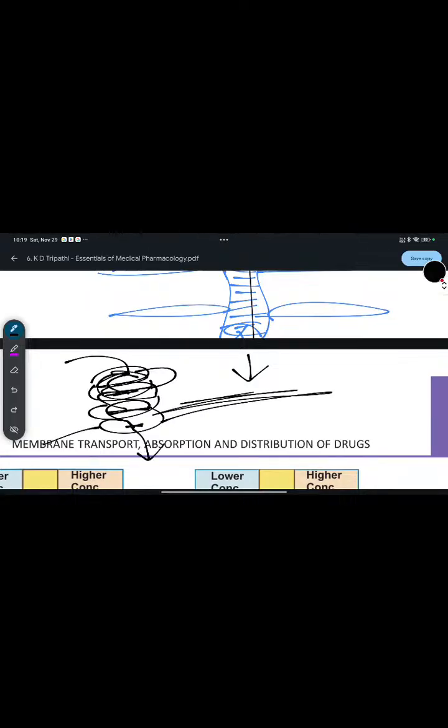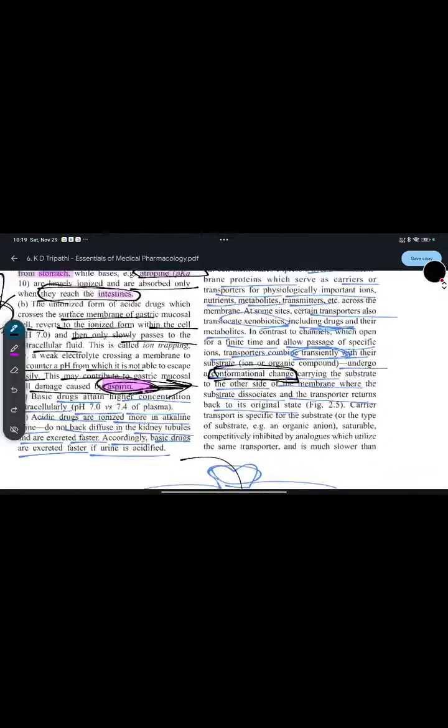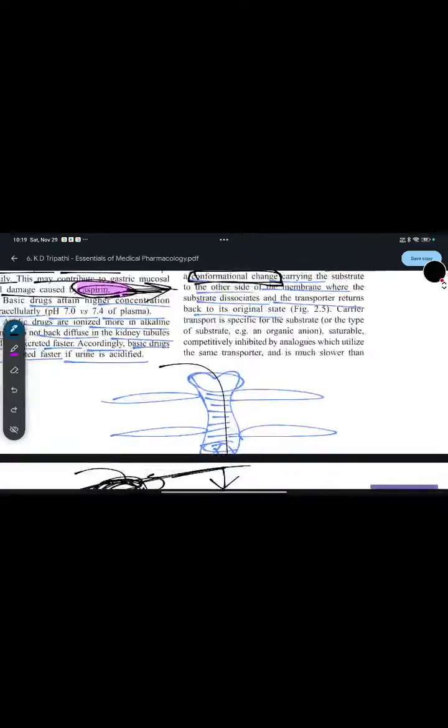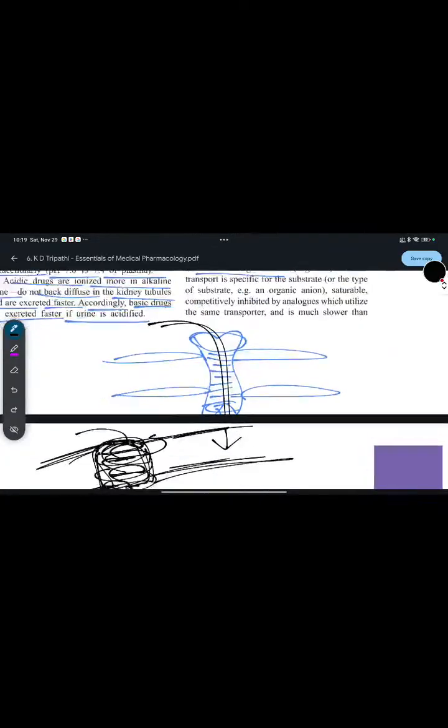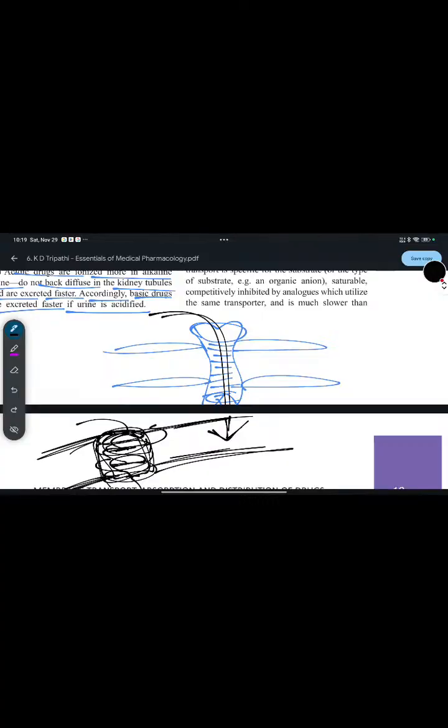This is the lipid layer. These are lipid layers, and this is the ion channel, or this is the carrier transport. So through the transport, the drug will go inside. Through this transport, the drug will go inside.